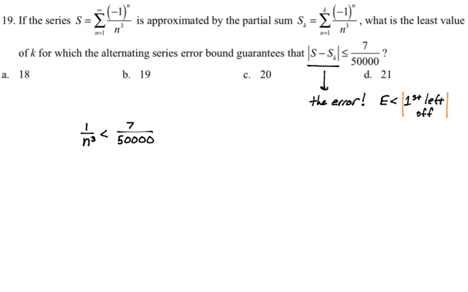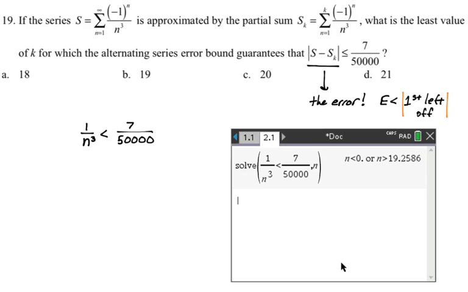So I'm going to use a calculator. Here's a screenshot. I solved 1 over n cubed is less than 7 over 50,000. I got that n is greater than 19.2586. So n has to be greater than 19.2586. So 20 or 21 works, but we're looking for the least value. So the least value for which this is true would be 20.